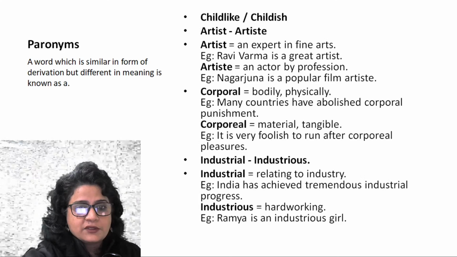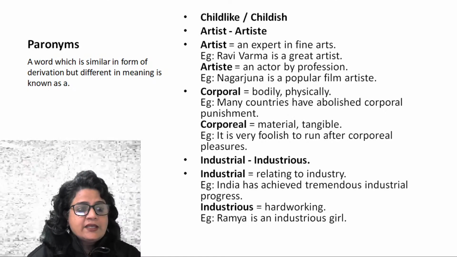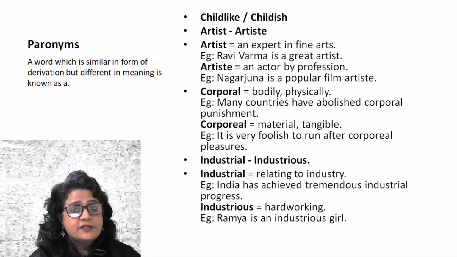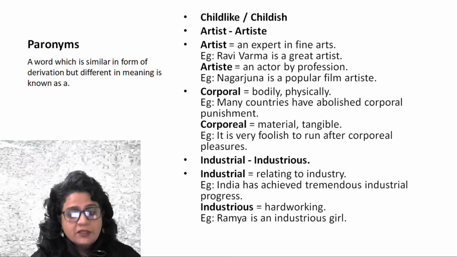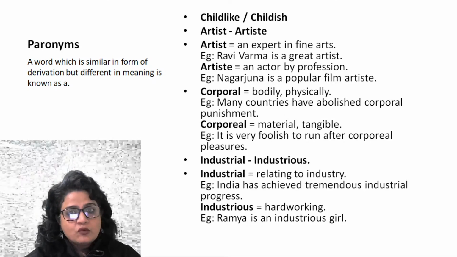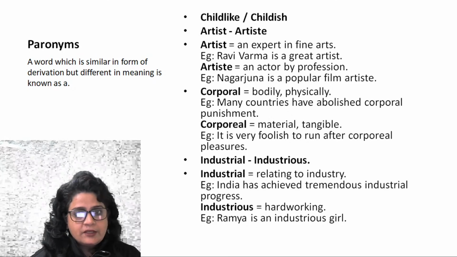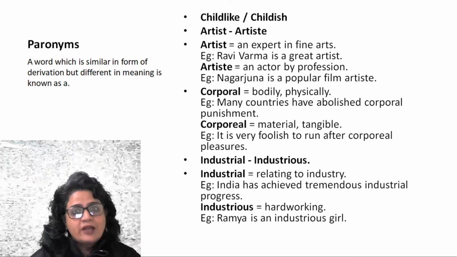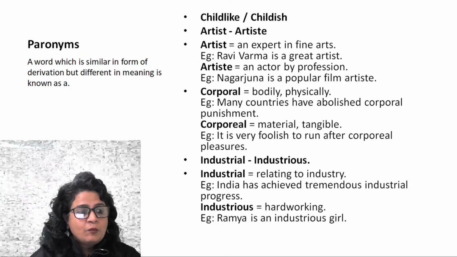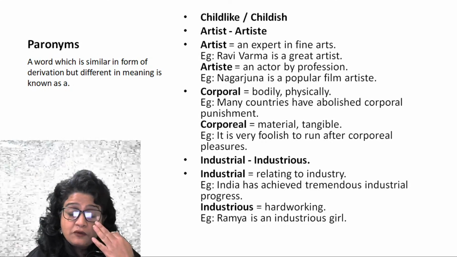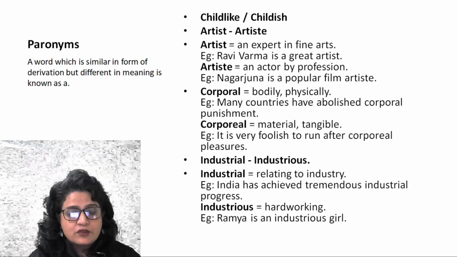So these are homophones. Second set of confusing words are paronyms. As I said, they have same origin or their same root, but the words which are derived from same root are entirely different. So child is the root here. Let's say child is the root here. Childlike and childish are paronyms. Both are based on the same word, that is child, but the meaning of these two words is entirely different.